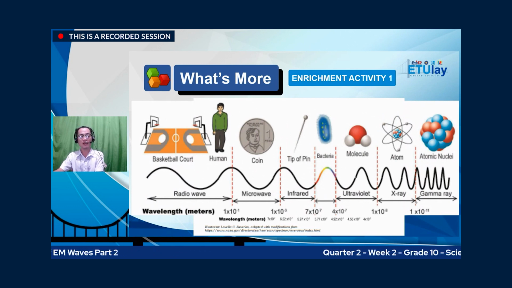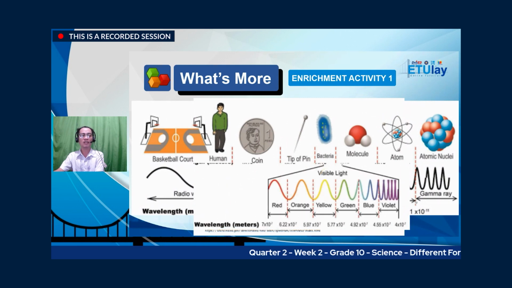Roy G. Biv, red, orange, yellow, green, blue, indigo, and violet.